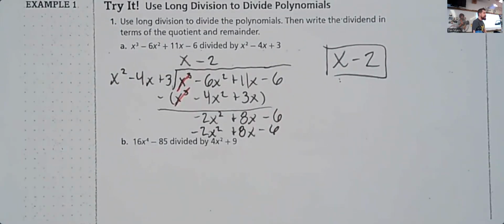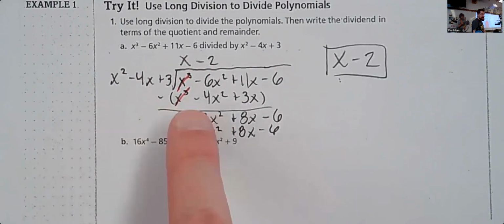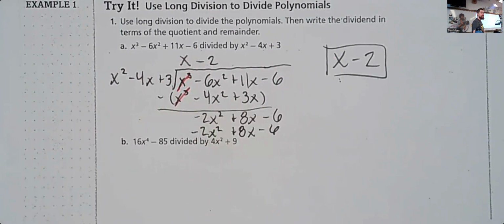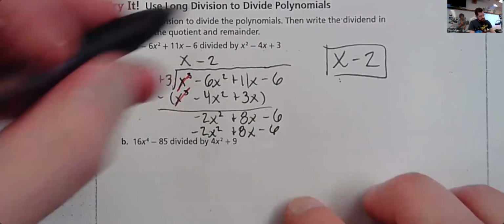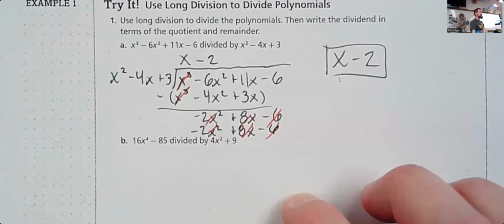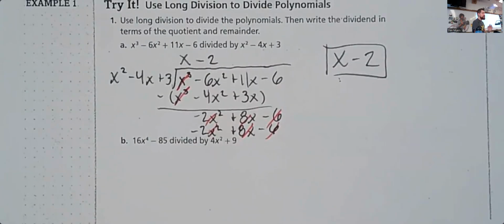Because there's no remainder, which means that x squared minus 4x plus 3 is a factor of x cubed minus 6x squared plus 11x minus 6. So cancel, cancel, cancel, cancel, cancel, cancel. There we go. Answer is x minus 2. Are there any questions there?